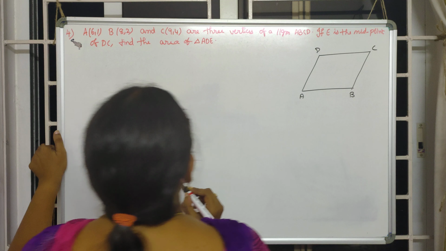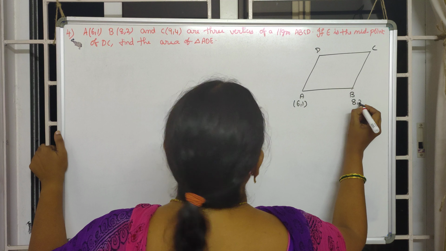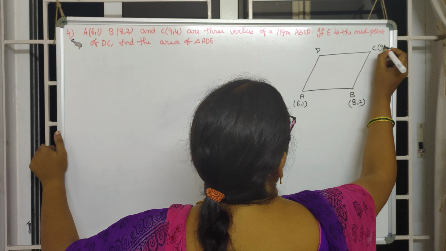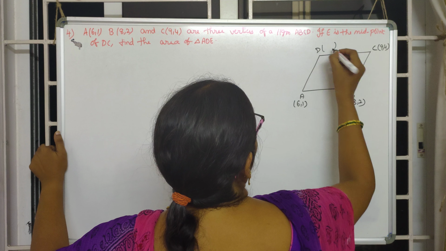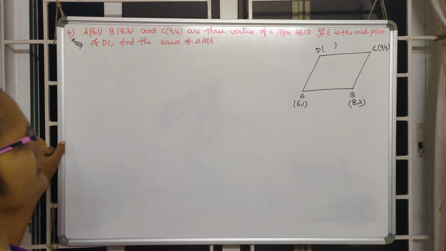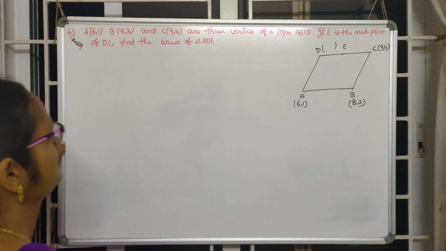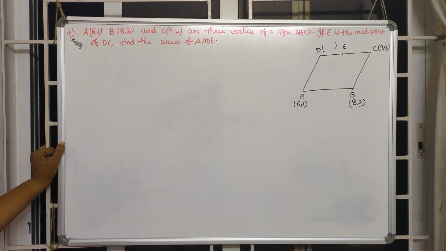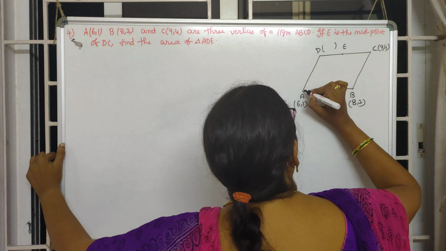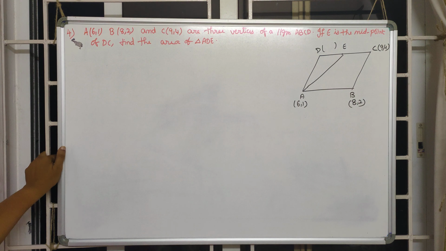ABCD is a parallelogram. A coordinates are (6, 1), B coordinates are (8, 2), C coordinates are (9, 4), and the D coordinates we don't know. And E is the midpoint of DC, they are telling. Find the area of triangle ADE, they are asking. That is triangle ADE.